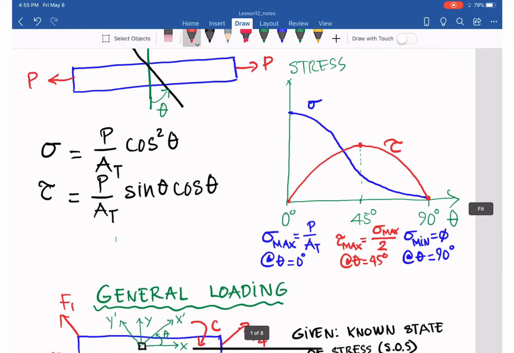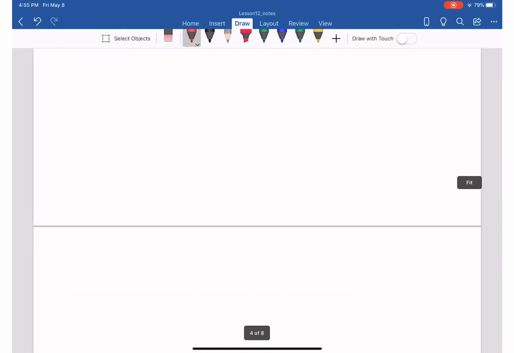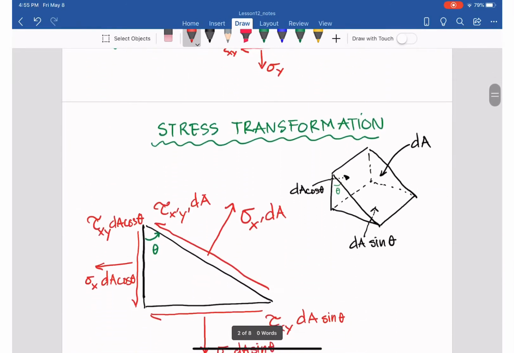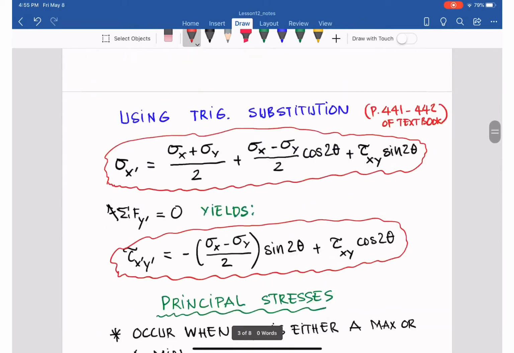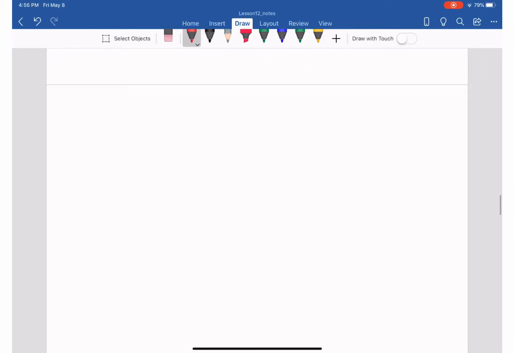here at 45 degrees. In any general loading, we also want to find out what the maximum in-plane shear stress should be, and that is the topic we cover in this video. So now let's move on to the maximum in-plane, so 2D, shear stress.